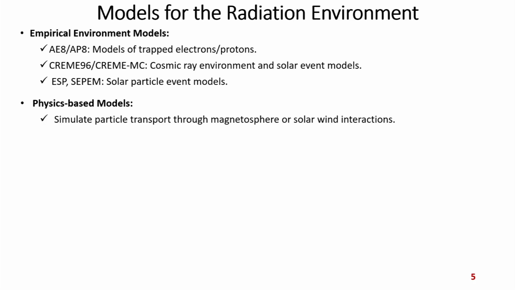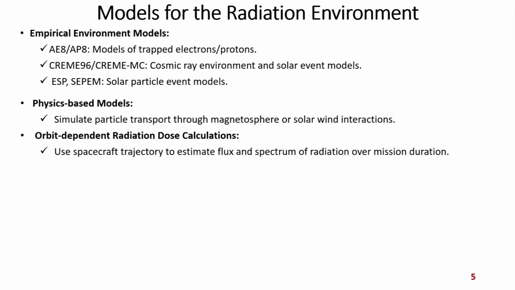And then the physics based models, where you simulate the particle transport through the magnetosphere and the solar wind interactions. Here you consider how the charged particles are transported in the magnetosphere in the presence of the solar wind. Now, the orbit dependent radiation dose calculations use the spacecraft's trajectory to estimate the flux and the spectrum of radiation over the mission duration.